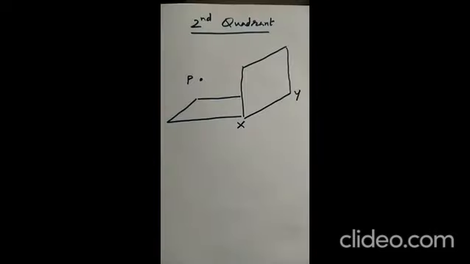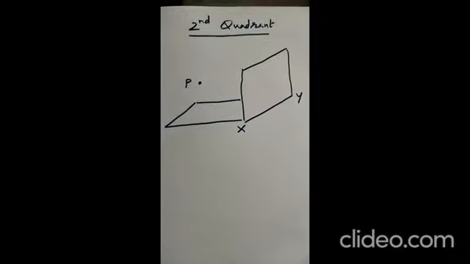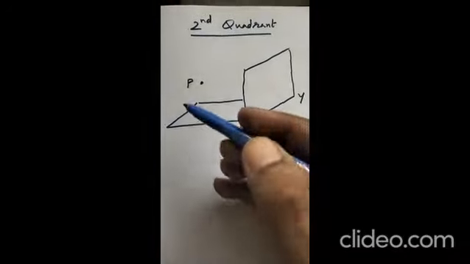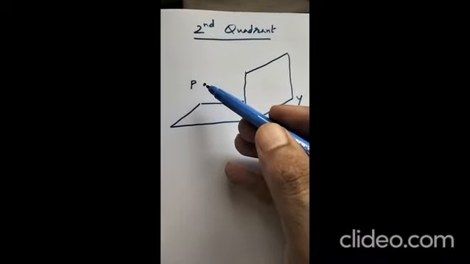Now we move on to the point that is placed in the second quadrant. What is the logical meaning? Behind the vertical plane and above the horizontal plane. So we see the details now. Now we discuss second quadrant projection. A point capital P is assumed to be available in the second quadrant like this.